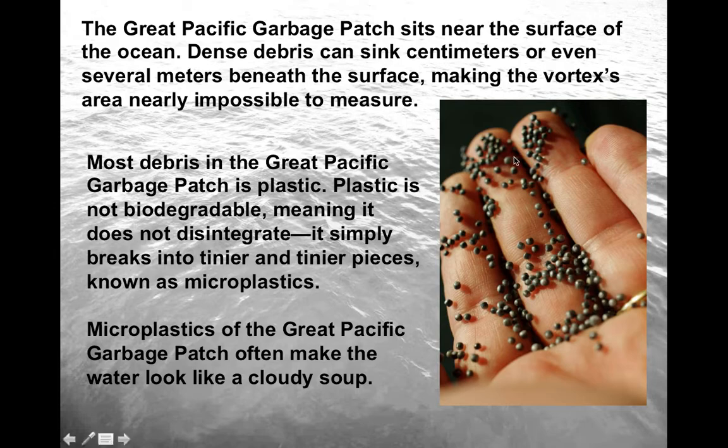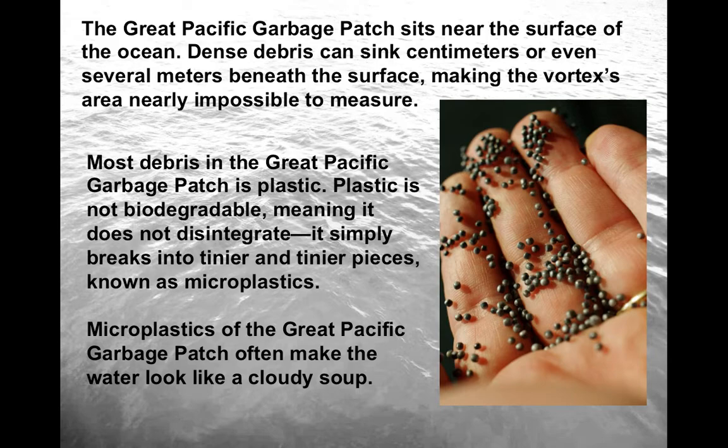The Great Pacific Garbage Patch is right on the surface of the ocean, but it's not necessarily directly on the surface even. It can actually sink several meters beneath the surface. So we can end up with a very large surface area and depth that's masked by trash, which makes it very difficult to actually measure the total volume or size or the surface area of the vortex.